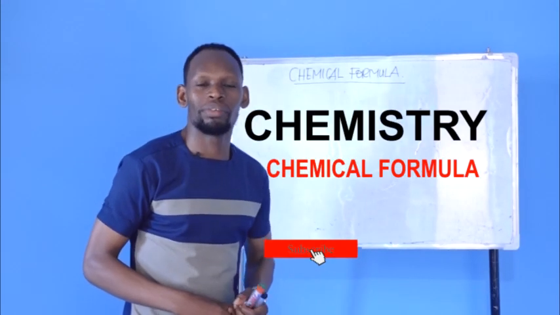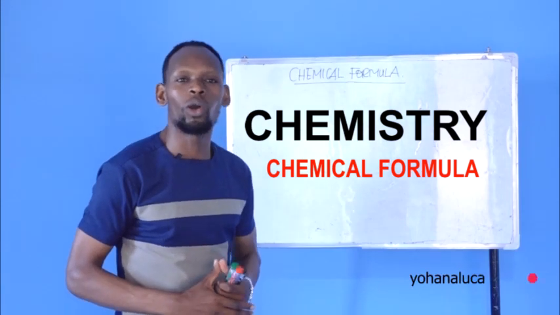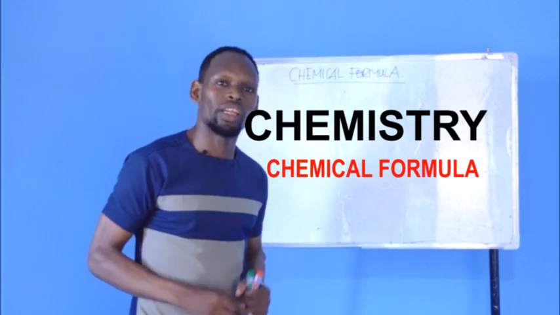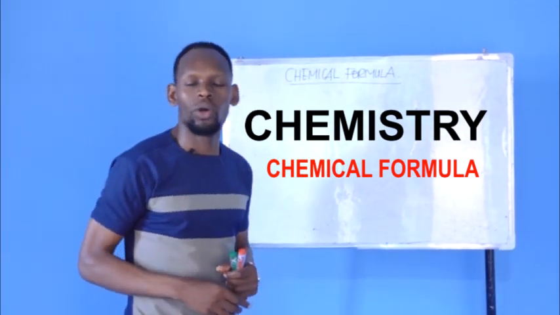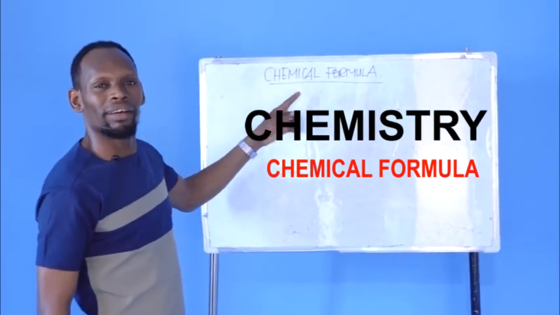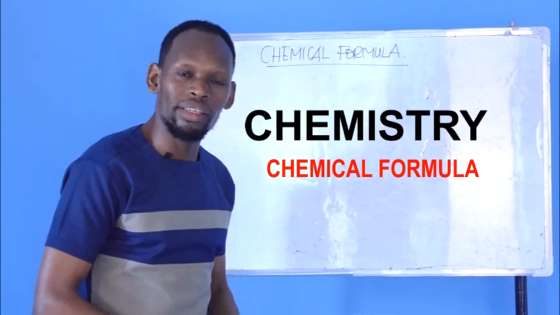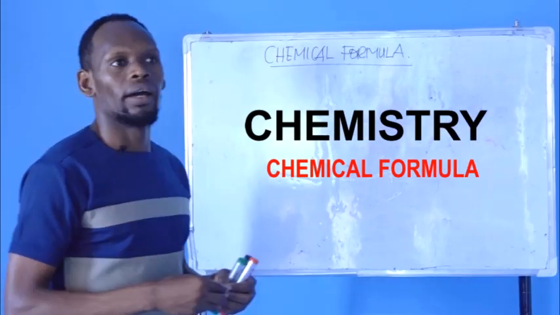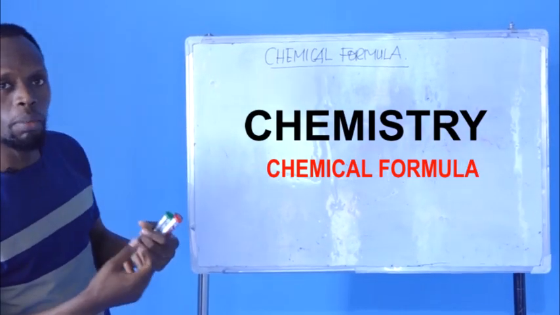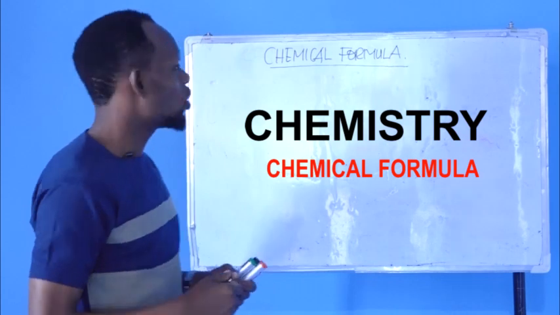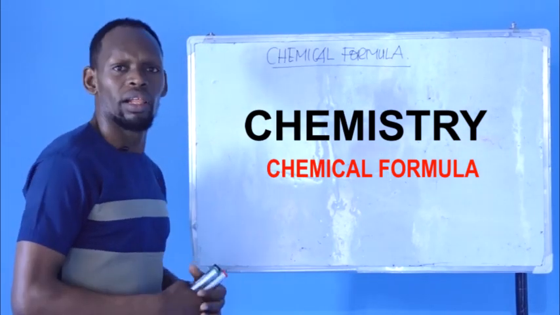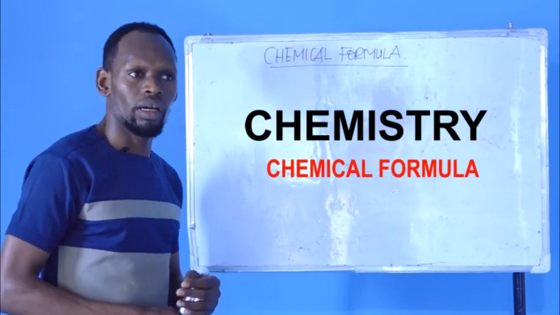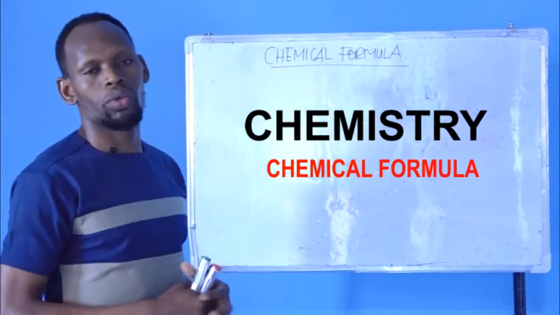Hi, how are you? Today we are going to study another basic foundation in chemistry that is called the chemical formula. Chemical formula is the presentation of elements in a chemical compound by using symbols. So in chemical formula, there are some concepts that we have to consider.